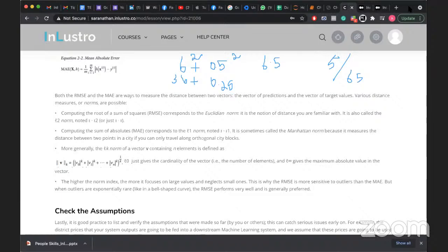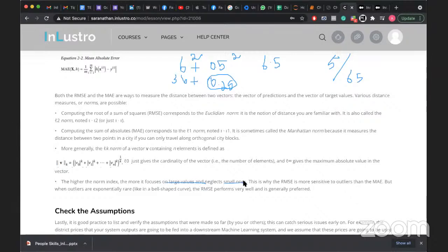So you see that as the values are squared, cubed, and the power keeps on increasing, the larger value dominates and the smaller value can be ignored, right? How many of you understand this point? As you increase the powers, the larger value dominates and the smaller value can be ignored. Likewise here, when you look at L infinity, it's the maximum absolute value. So the higher the norm index, the more it focuses on larger values and neglects the smaller ones.